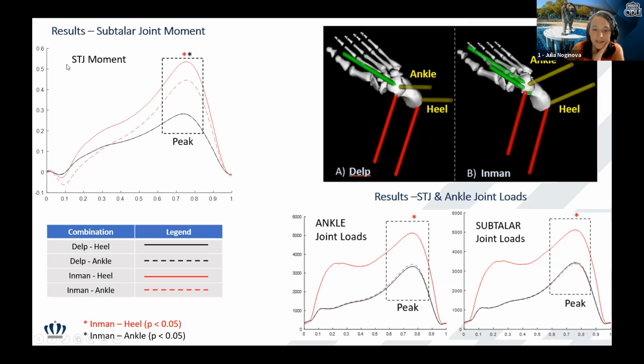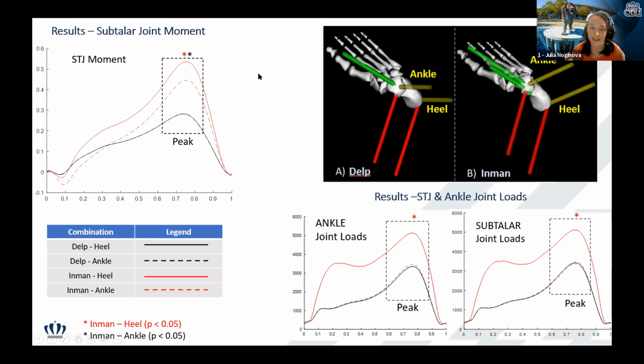So as we can see in the slide, moving the origin location from the calcaneus to the talus leads to no differences in the 1 degree of freedom rotational axis for the Delp orientation. So no significant difference is seen in joint calculations, shown by the black.